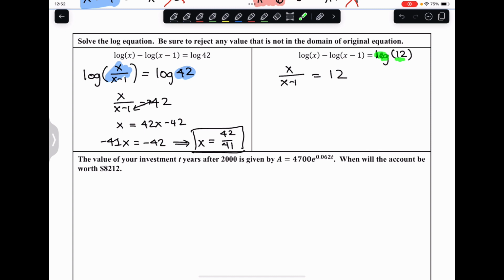So with the log of 12 here, these are going to equal each other. So just like before, I'm going to cross multiply, subtract 12 from both sides, divide by -11, and here's your answer. So x equals 12 over 11.